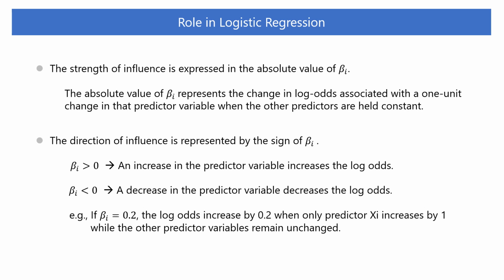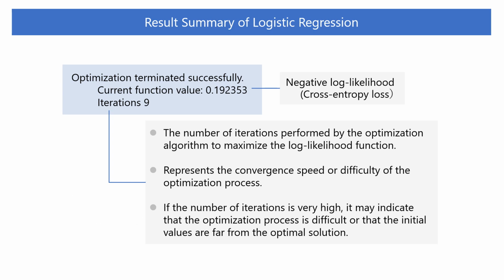For example, if the coefficient of predictor xi is 0.2, the logits increase by 0.2 when only predictor xi increases by 1, while the other predictor variables remain unchanged. Let's take the results of the analysis using Python's statsmodels as an example to see how to interpret the model. The dataset used was part of the breast cancer dataset provided by scikit-learn.